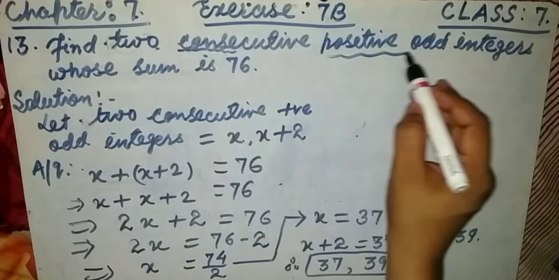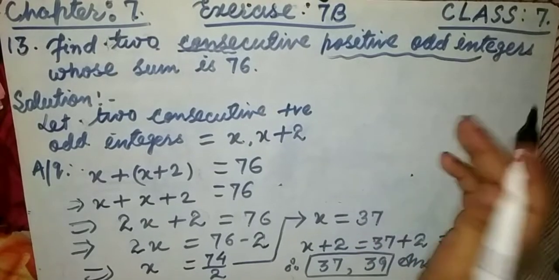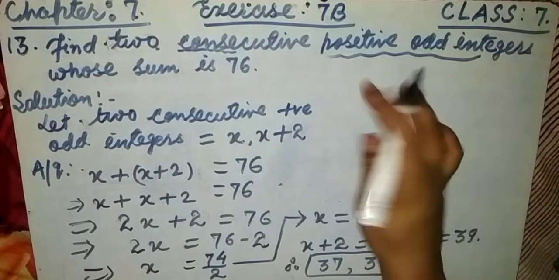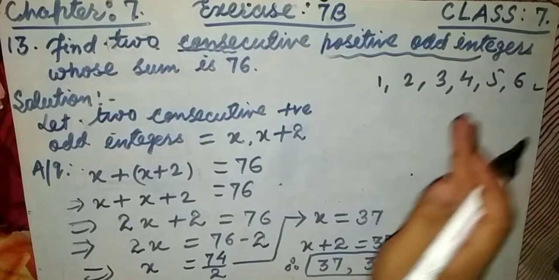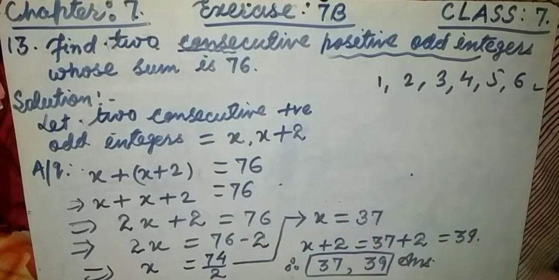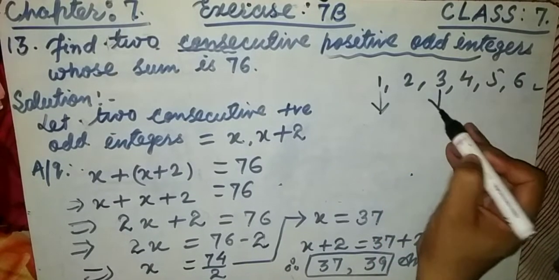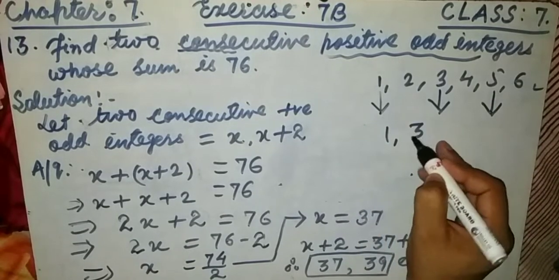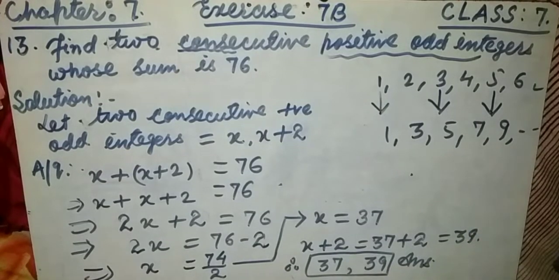Positive odd integer. And integers, as you know, are 1, 2, 3, 4, 5, 6, 7, 8, 9, 10, 11, minus 1, minus 2 and 0. These are all the integers, but we are talking about the positive odd integers. That means we can say 1, 3, 5, 7, 9, and so on. These are the positive odd integers.